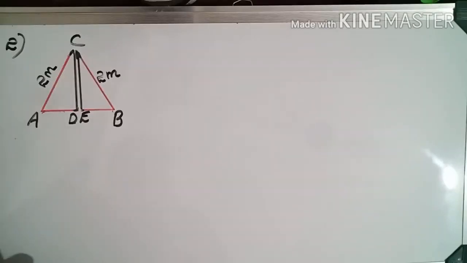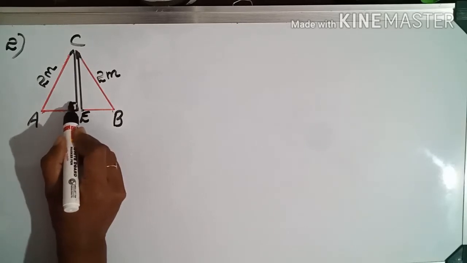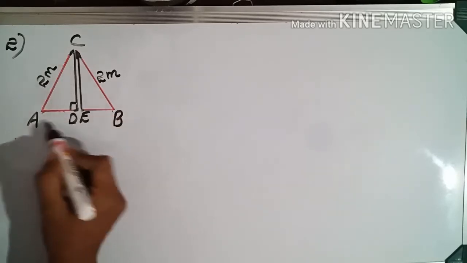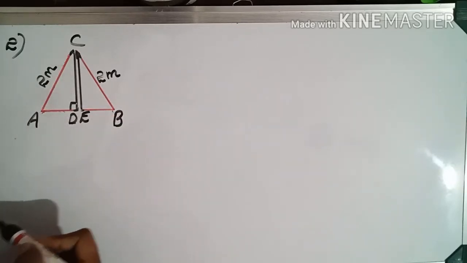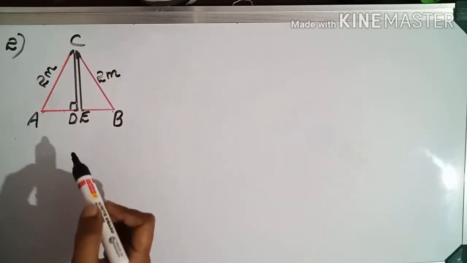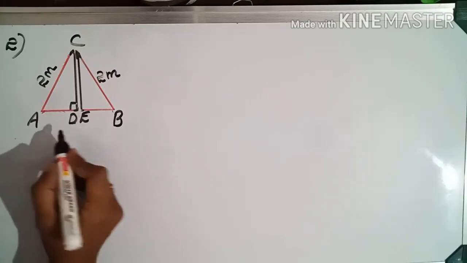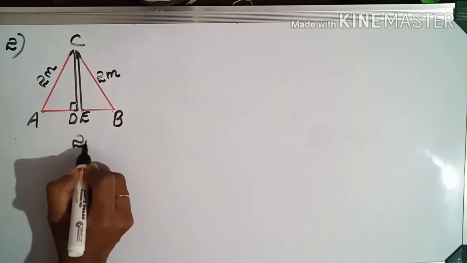Now first sub question is, what is the perimeter of one part? One part means one right triangle. Okay, we have to consider one right triangle. What is the perimeter of that? That is the question. So here this is an equilateral triangle, that is given. So 2 meter is the one side, so base will also be 2 meter.